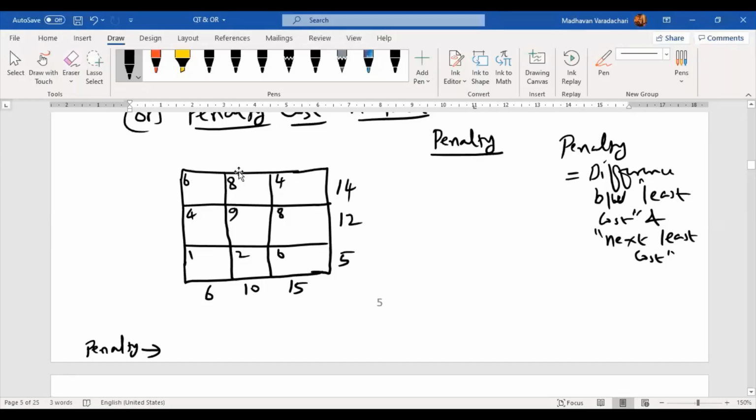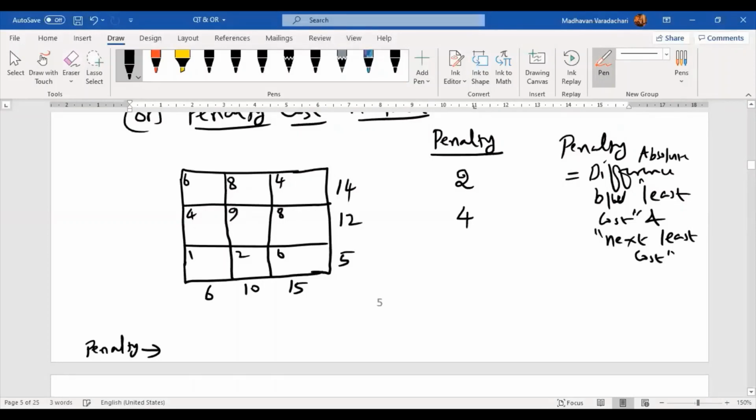So let us come to the first row. In the first row, which is the least cost? 4 is the least cost. Which is the next least cost? 6 is the next least cost. What is the difference between these two? 6 and 4, it is 2. In the next row, the costs are 4, 9, 8. Which is the least cost? 4 is the least. Next least is 8. What is the difference between 4 and 8? It is 4.